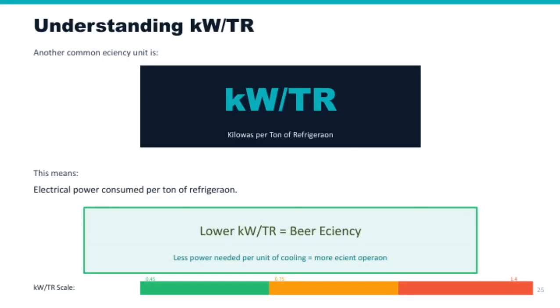Let's talk about kW per TR, that's kilowatts per ton of refrigeration. It's a key measure of efficiency in cooling systems. Simply put, the less power you need to cool 1 ton, the better your system is performing. So a lower kW per TR means you're using less electricity for the same cooling output. This makes it a straightforward way to compare how efficiently different systems operate. Keep this number low, and you're on the right track.